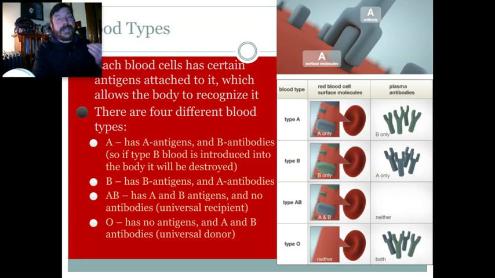People with type AB blood have both A and B antigens, but they have no antibodies to anything, which means they can take any kind of blood type. People with type O blood, on the other side of that, have no antigens, but they have both A and B antibodies, so they can only receive O blood, but they can give their blood to anyone.